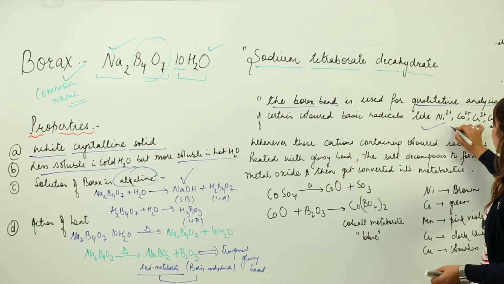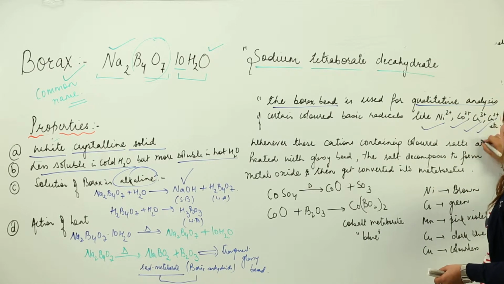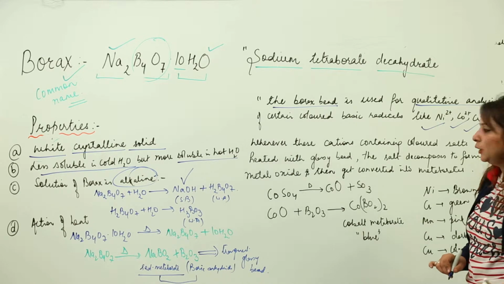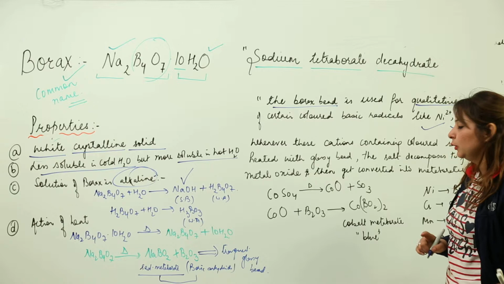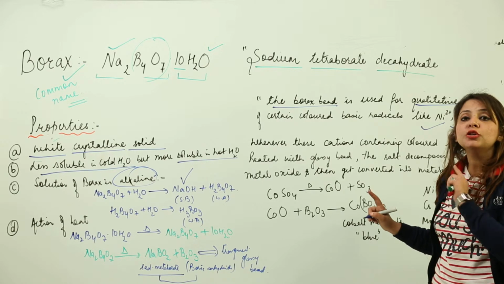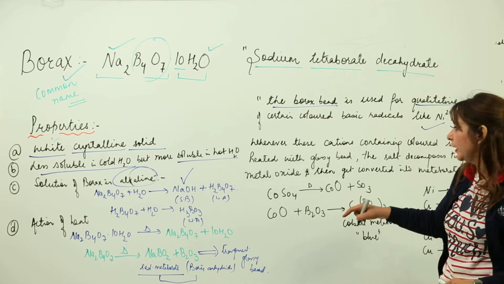So which colored ions can be detected by this glassy bead? It is nickel, cobalt, chromium, copper, and many more. So how is this borax bead test carried out? Just look at the board, because this is the most important question of this topic, that is the borax.